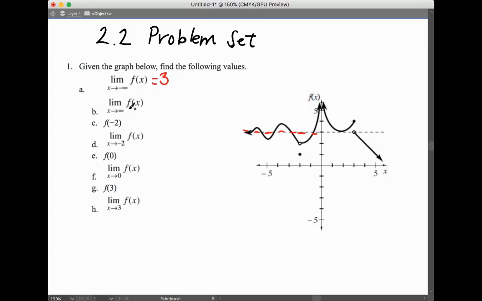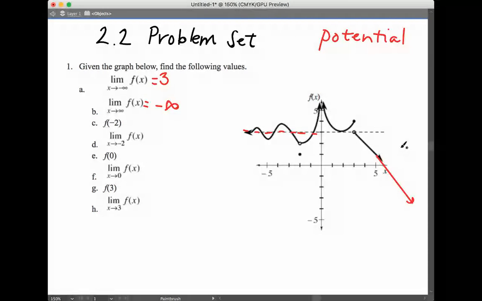Now what happens as we go to positive infinity? So this graph here, as I move to positive infinity, it's going to keep going. My x values are getting bigger and bigger and bigger, but my y values are headed down, down, down to negative infinity. Okay, so you have to think about the potential when we talk about limits. We're not just talking about what we can see, but where it's headed as we go to infinity.